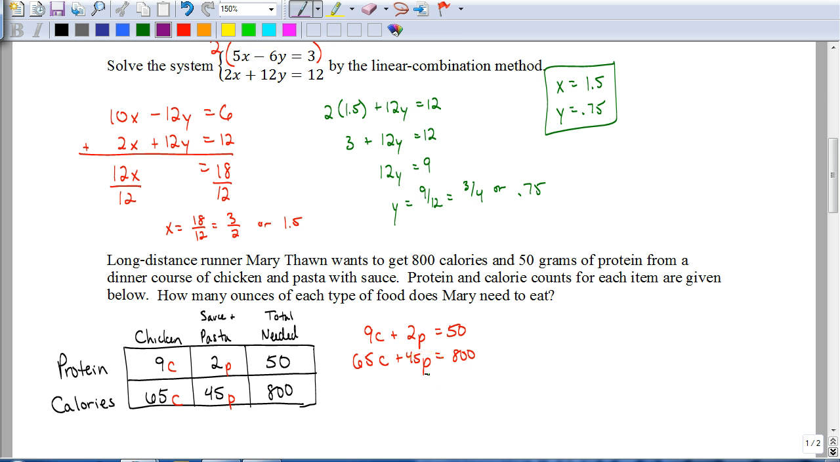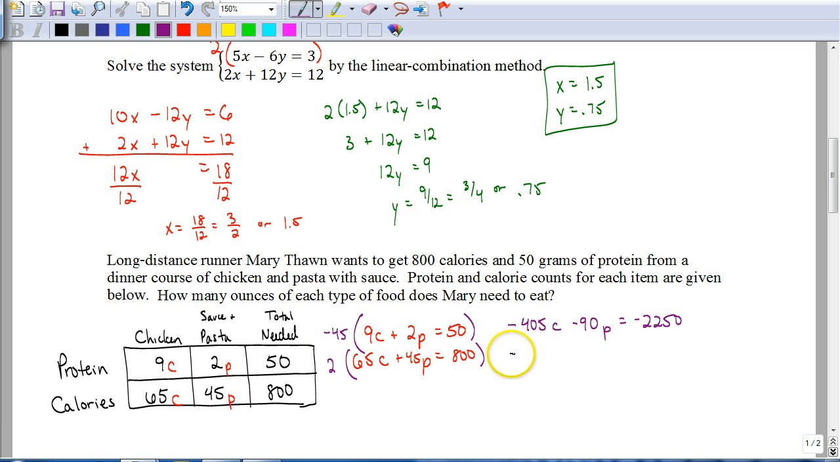So what I have to do here is multiply both equations by a number. I think it's going to be easiest to get rid of the P's, because here I can multiply this first equation by negative 45, multiply the second equation by a positive 2, and as a result I'm going to get rid of the P's. So negative 45 times 9C gives me negative 405C. Negative 45 times 2P is negative 90P. And negative 45 times 50 is going to be negative 2,250.